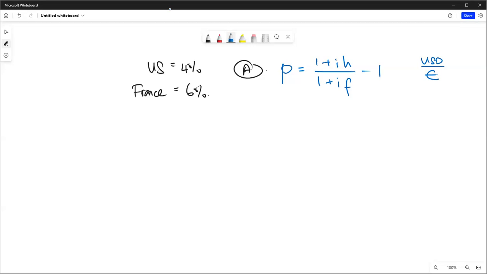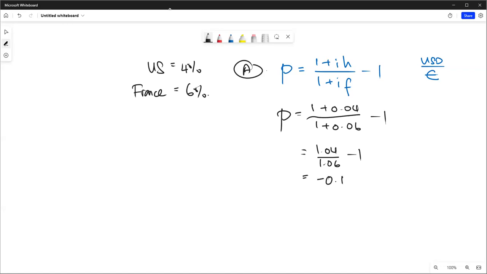All right, you want to know the Euro rate. Euro is at the bottom. So simply put it, P: 1 plus interest of USD 0.04 over 1 plus 0.06, minus 1. So this will give you a negative figure because it's 1.04 over 1.06 minus 1. You will get negative 0.0189 or 1.89%.